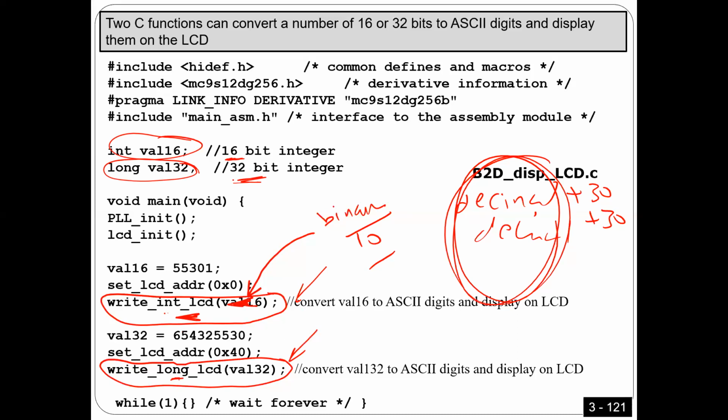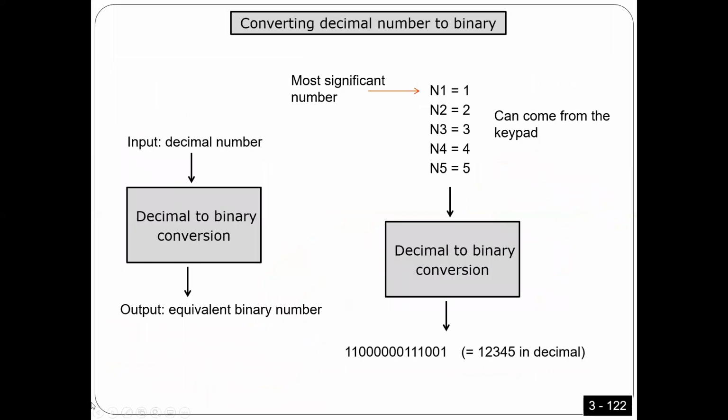So that's a summary in C language. You can use this function to convert binary to ASCII and display it on the LCD, everything in one step. Or if you want, you can get the decimal digits by dividing by 10 and then adding 30, and then send them to the LCD. Now I'm going to move to the next part.